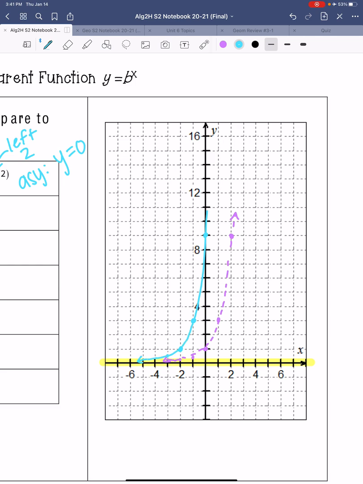Approach, don't ever touch or cross that asymptote. So it's just going to get closer and closer and closer to 0, but it will never cross it or touch it. All right, let's go ahead and move to the next page.